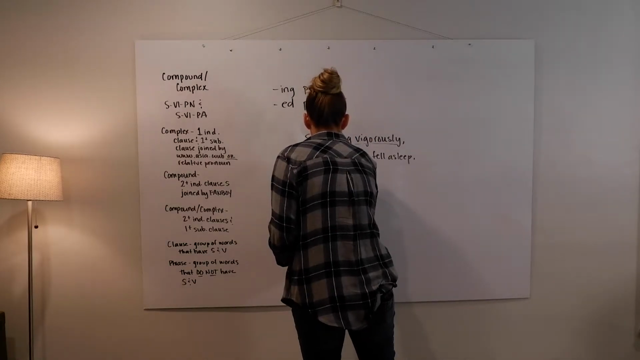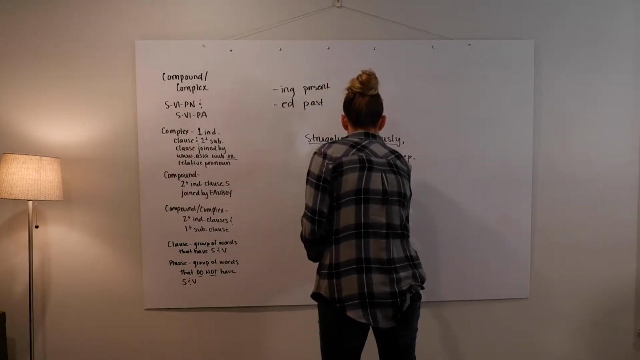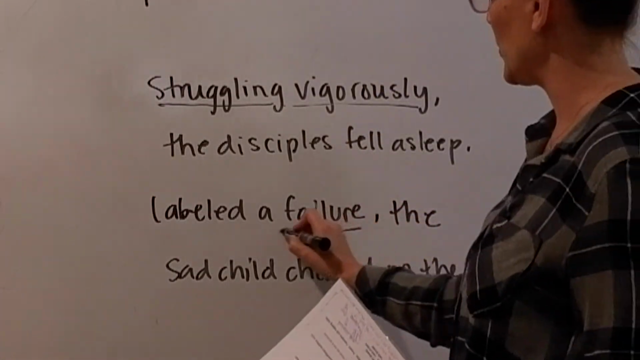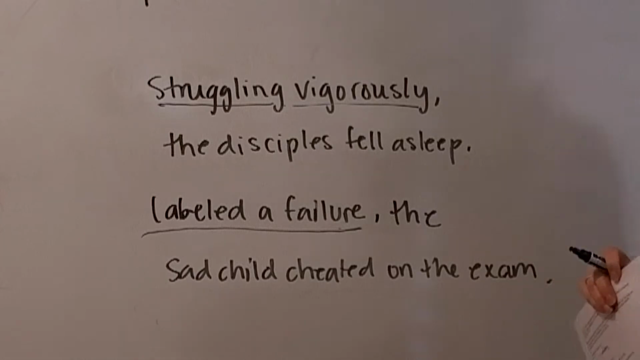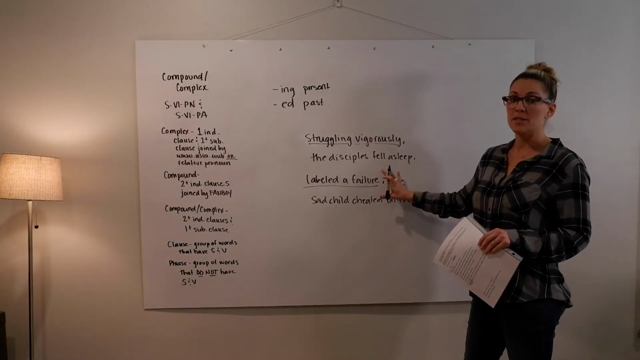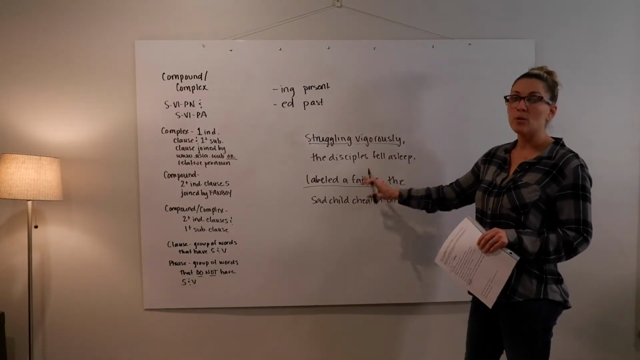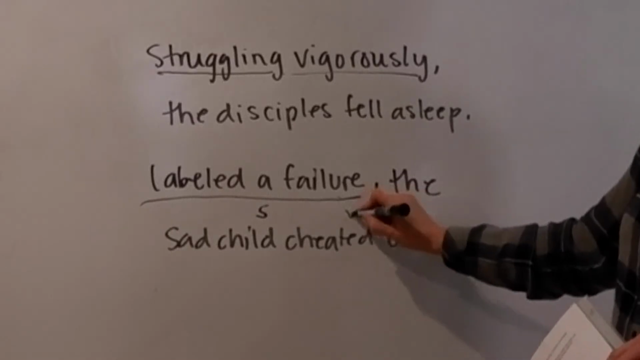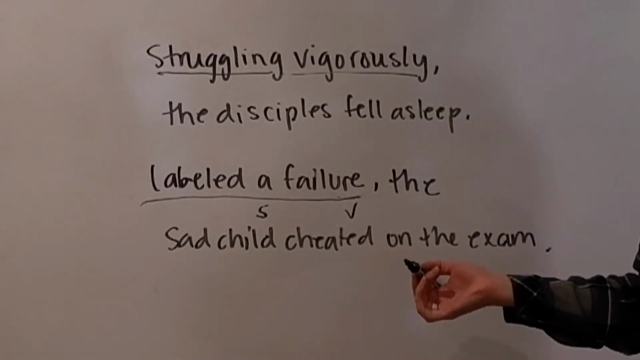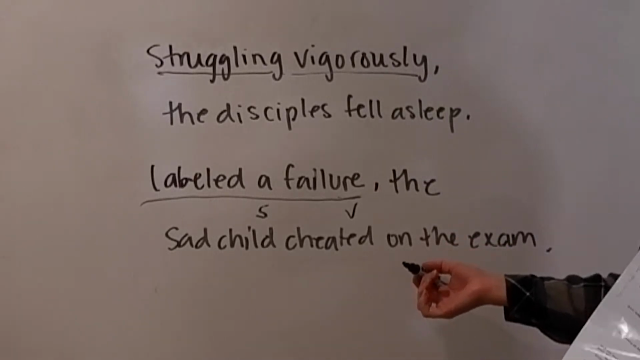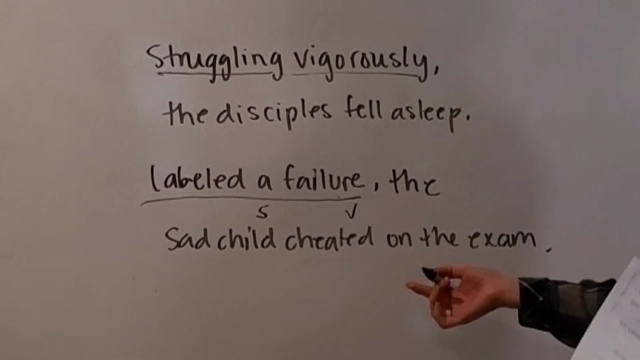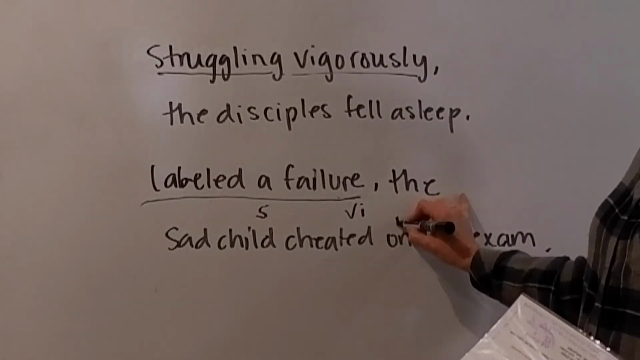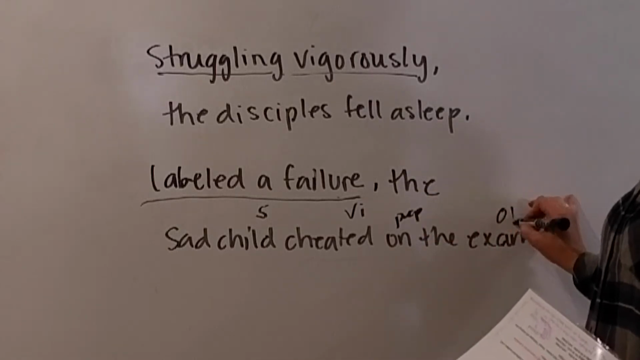Another example from the book, labeled a failure. The sad child cheated on the exam. So in this example here, we can see labeled a failure is a phrase, a participle phrase, that is giving you more information about the child, right? The child would be my subject, cheated would be my verb. Can I answer the sad child cheated who or what? No. So this is actually an intransitive verb. The word on is a preposition. So this is my object of the preposition.